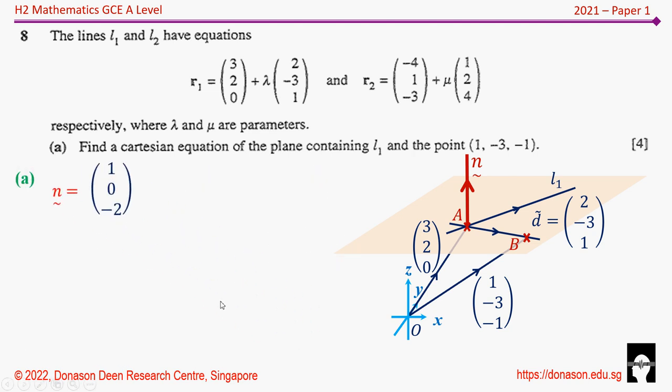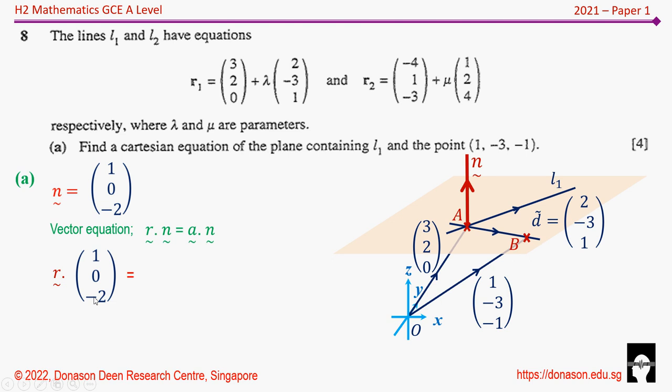The vector equation will be of the form r dot n equals a dot n. r is the general point, right? n is the normal vector. a is the position vector of any point on the plane. Of course, we have got 3, 2, 0, or we can use 1, minus 3, 1. It doesn't really matter which one you're going to use.